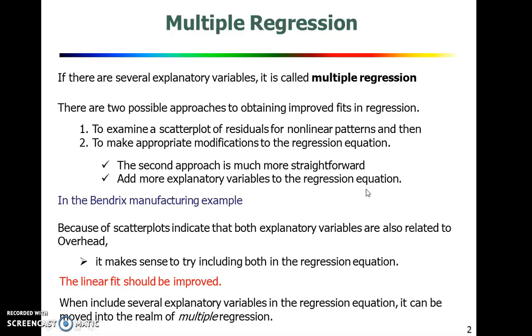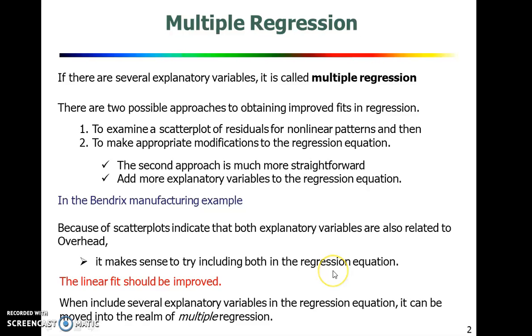For example, take Bendrix Manufacturing, which was discussed already. Because scatter plots indicate that both explanatory variables are related to overhead, it makes sense to try including both in the regression equation. The linear fit should be improved.